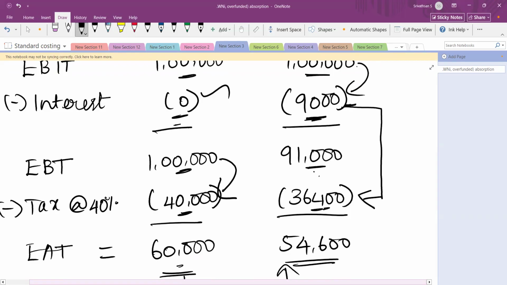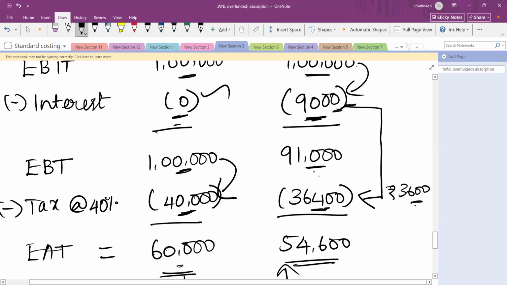40,000 minus 36,400. It is giving us a tax benefit of rupees 3,600. This 3,600 is nothing but the difference between 40,000 and 36,400. So this 3,600 rupees of tax is saved because of paying the interest of 9,000.